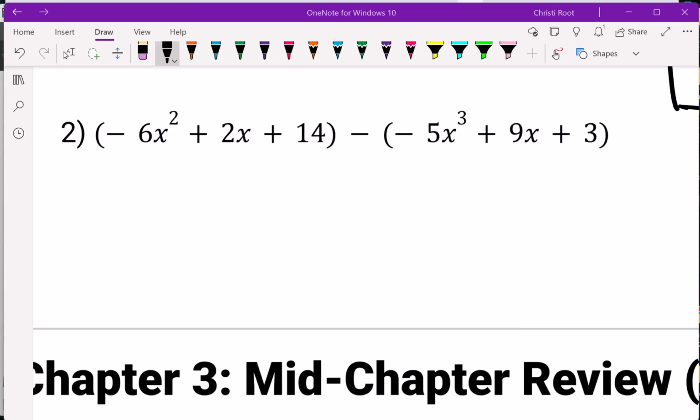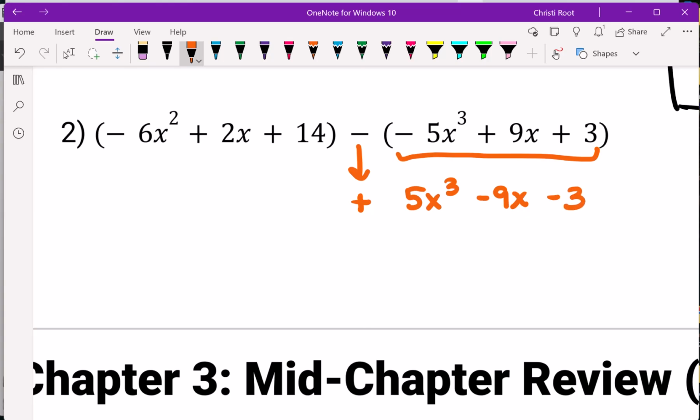So on question number 2, that is not addition. This is subtraction. And what you need to do is you need to change this to addition. So instead of subtracting, what you're going to do is you're going to add the opposite. Okay? So underneath this section right here, I'm going to write the opposite. So I'm going to put positive 5x to the third minus 9x minus 3. Everything you're subtracting, so everything in that group has to be the opposite.